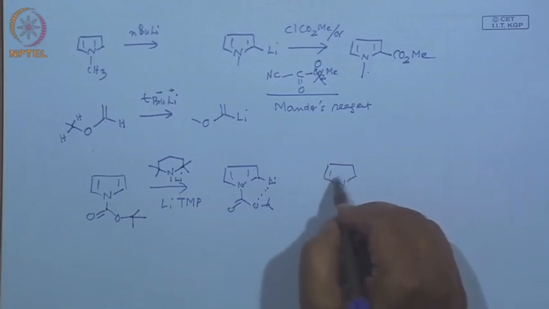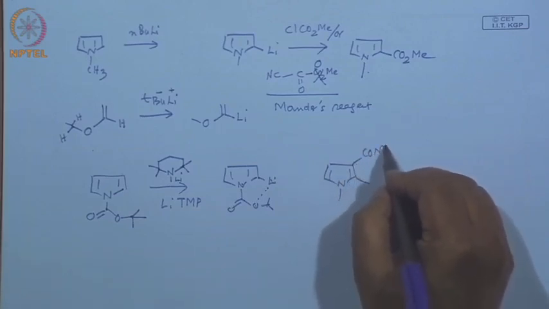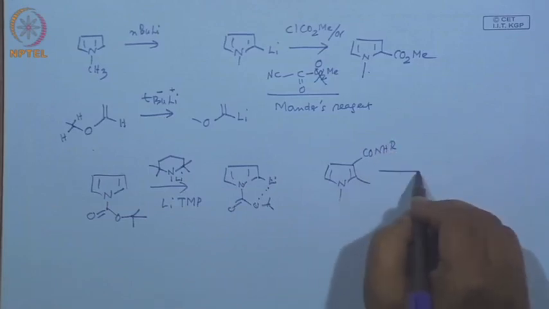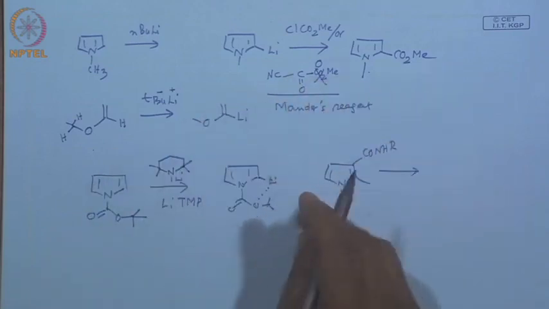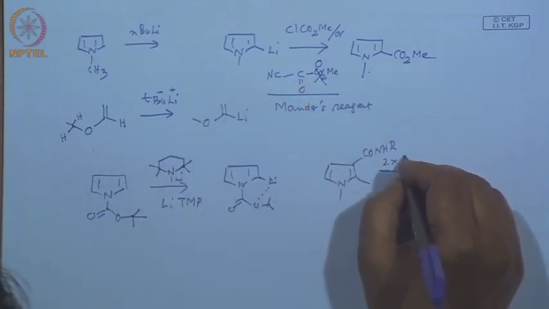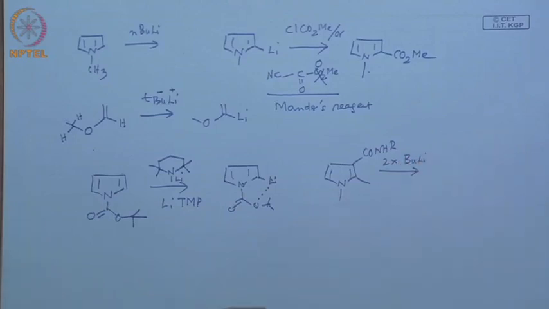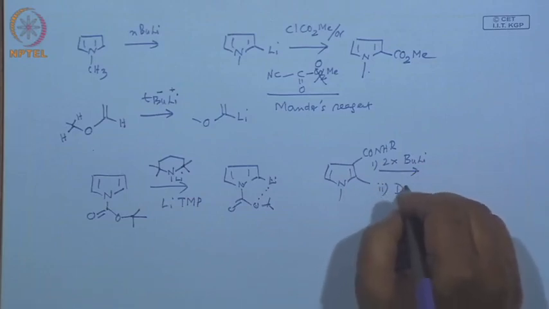Let us say you have a situation where we have a polysubstituted pyrrole, and I use 2 equivalents of, let us say, butyl lithium. When I say butyl lithium, I mean normal butyl lithium, okay. Number 1, that, and number 2, I use DMF.